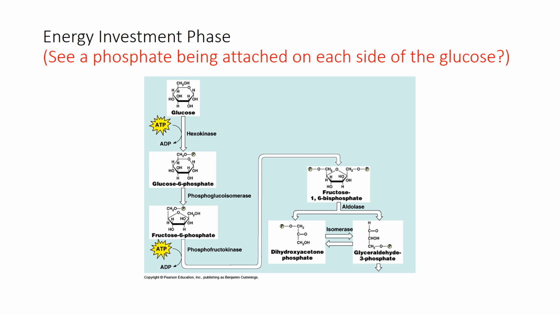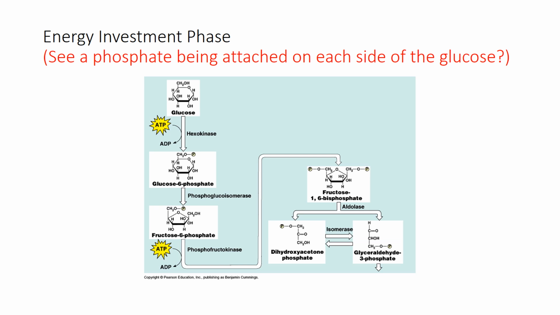Then we have another enzyme, phosphoglucoisomerase. An isomer has the same number of atoms in a molecule as another molecule. They are just arranged differently. And if you look at glucose 6-phosphate and fructose 6-phosphate, same number of carbons, same number of oxygens, same number of hydrogens, same number of phosphates. They're just rearranged in a different shape. And remember, in biology, shape determines function.